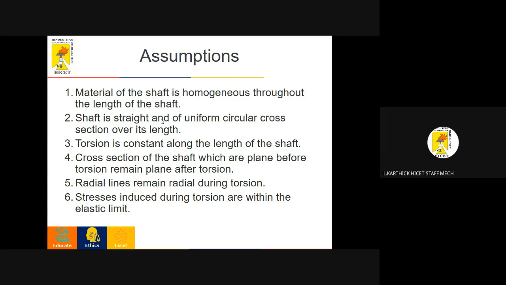And the next one is that stress induced during torsion should be within the elastic limit. This is another important one. Why are we concerned about the elastic limit? Can anyone explain the actual meaning of stress induced during torsion within the elastic limit? Why should it be within the elastic limit? Is there any reason behind this? Can anyone respond? Okay.